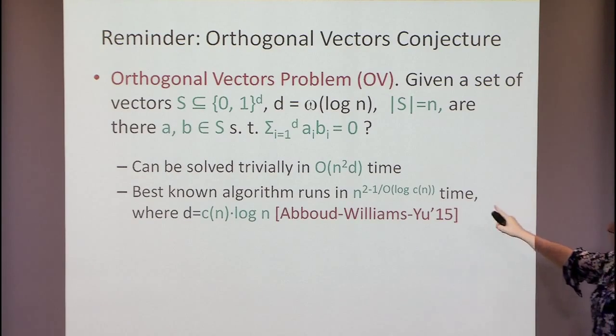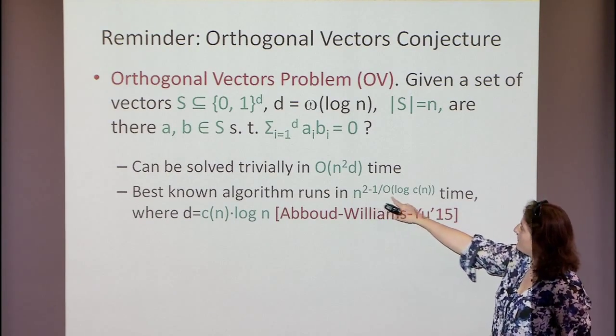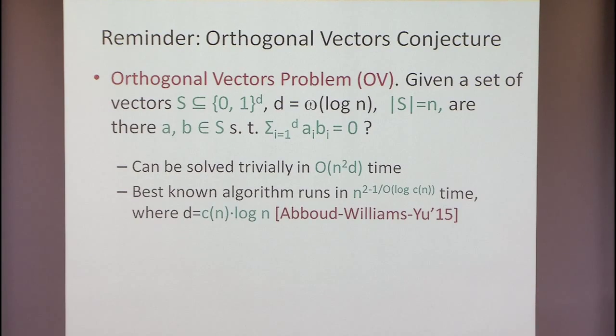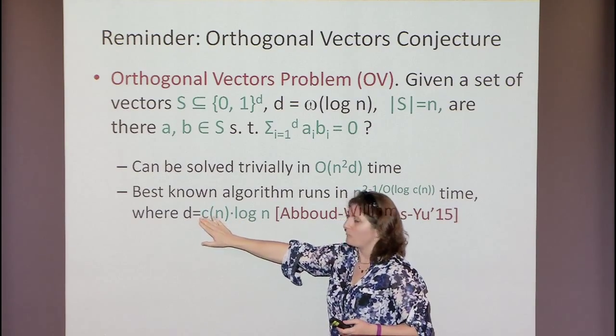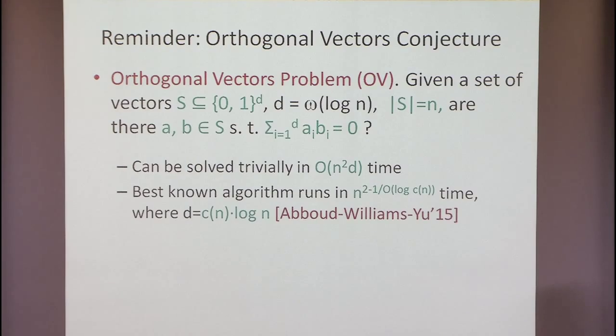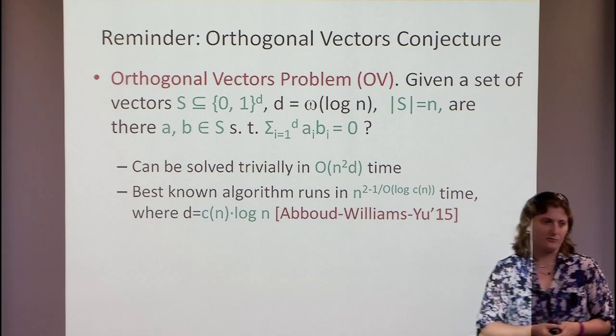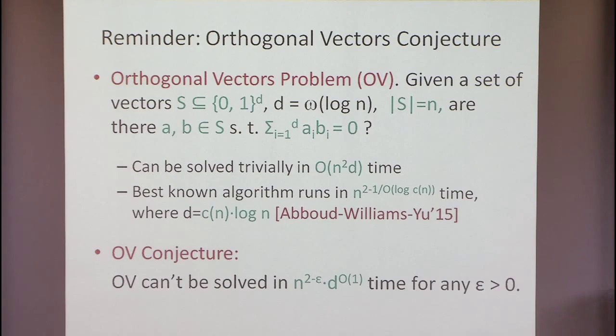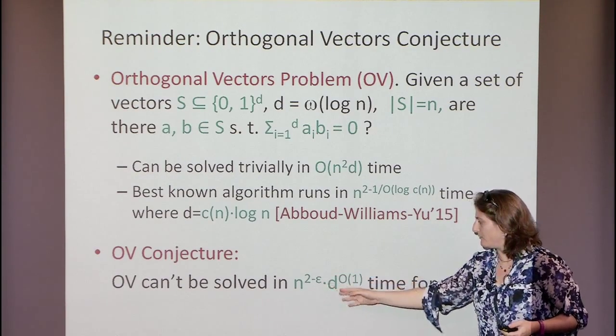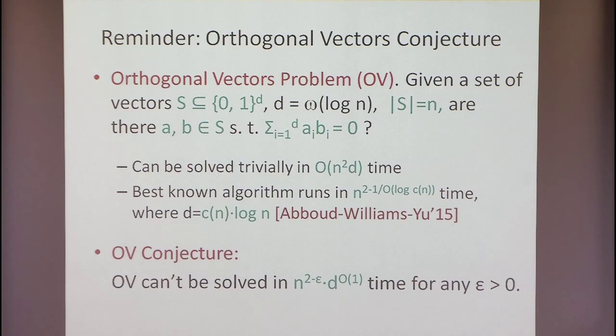And recently, Ryan, Amir, and Huacheng got this algorithm that improved on n squared, but the improvement depends on how far away d is from log n. So the further away you get, the closer this goes to n squared. The conjecture is that this problem cannot be solved in n to the 2 minus epsilon time for any constant epsilon, with a polynomial dependence on the dimension. And as we saw in previous talks, this conjecture is implied by the strong exponential time hypothesis.